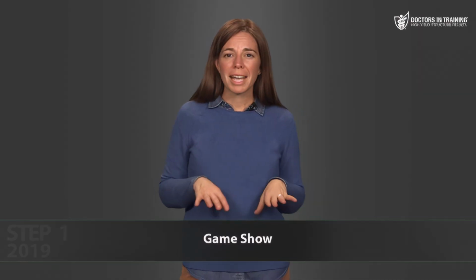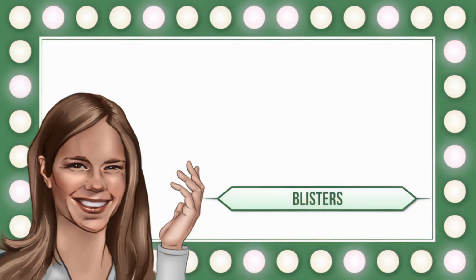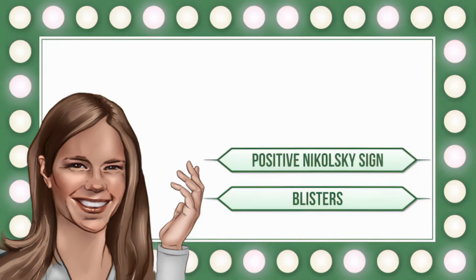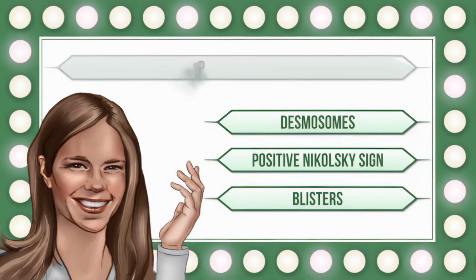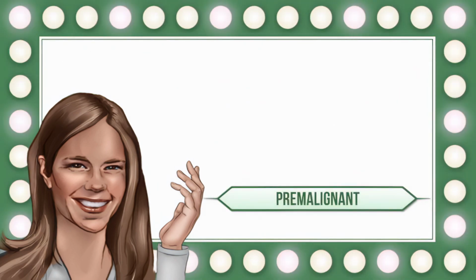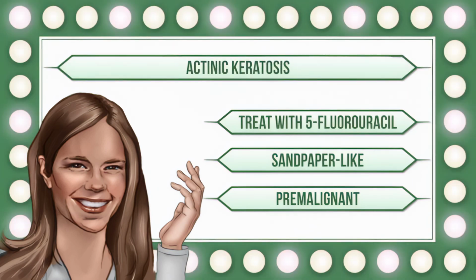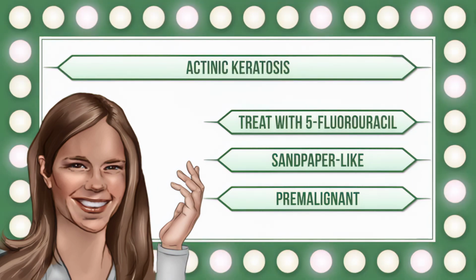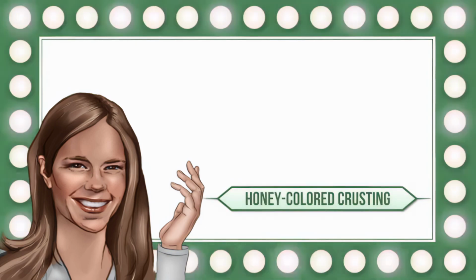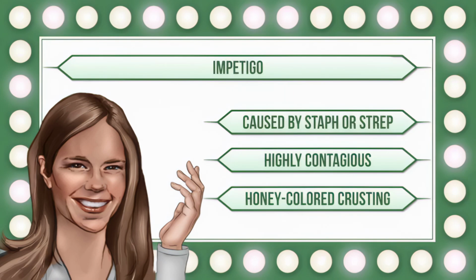Okay, before we go to cancer, let's do a quick game show to review some of these. So we have blisters, positive Nikolsky sign, and desmosomes. That's pemphigus vulgaris. Then premalignant, sandpaper-like, treat with 5-fluorouracil. That's actinic keratosis. Honey-colored crusting lesion, highly contagious, caused by staph or strep. That's impetigo.